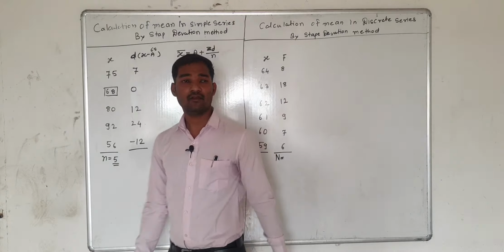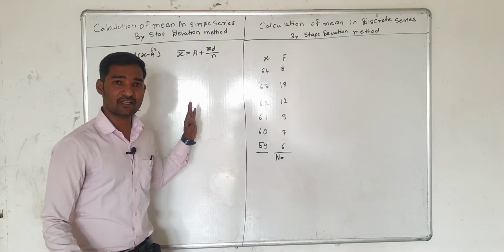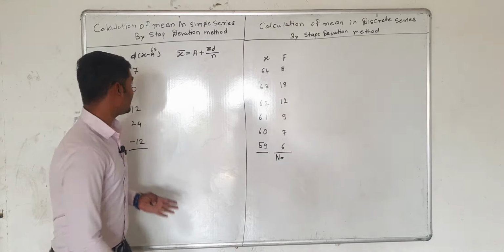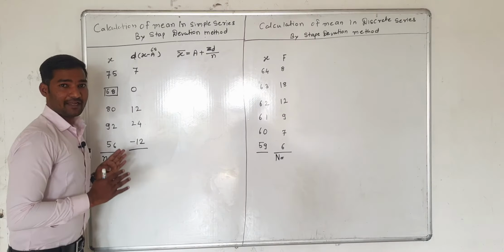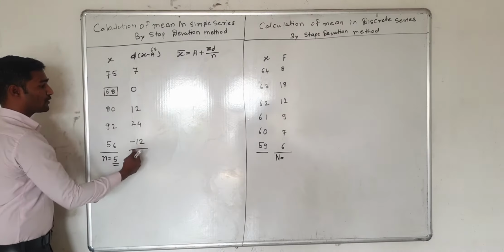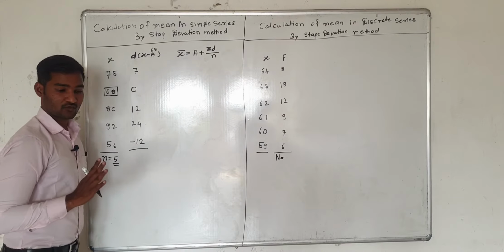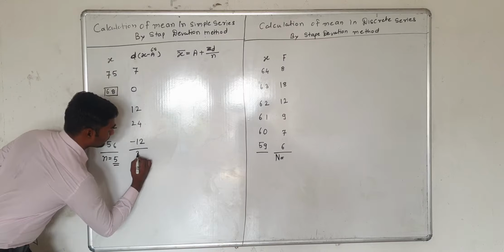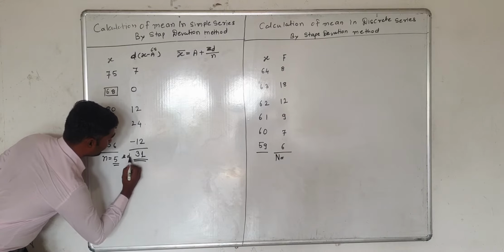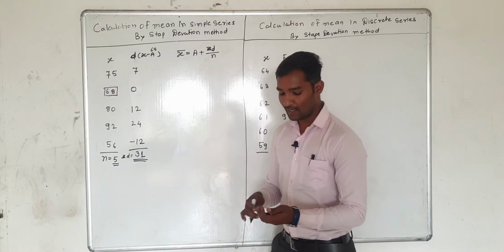Now what do we require? We require the summation of d. In the previous lecture, we saw how to calculate a summation. Summation means the total, the addition of the whole column. So, we add this column: 7 plus 0 plus 12 plus 24 minus 12. The answer is 31. So, here our summation of d equals 31. Got it?